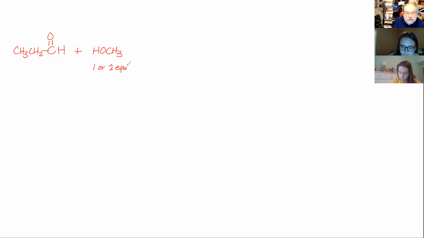Okay, so if we start with an aldehyde, and we'll make it specific, we'll use a specific group. What I can do is add one or two equivalents of an alcohol. Let's make that methanol. Depending on whether you have one or two equivalents of this, it's going to be an equilibrium reaction, and we need acid as the catalyst.